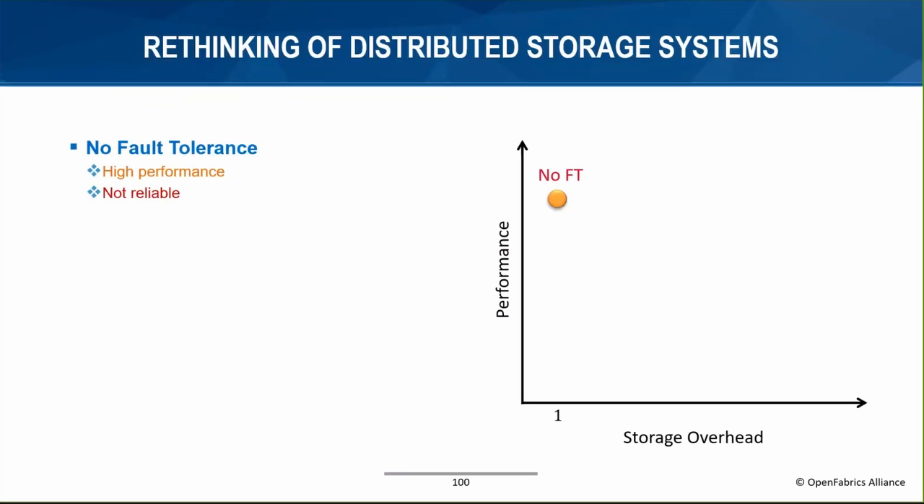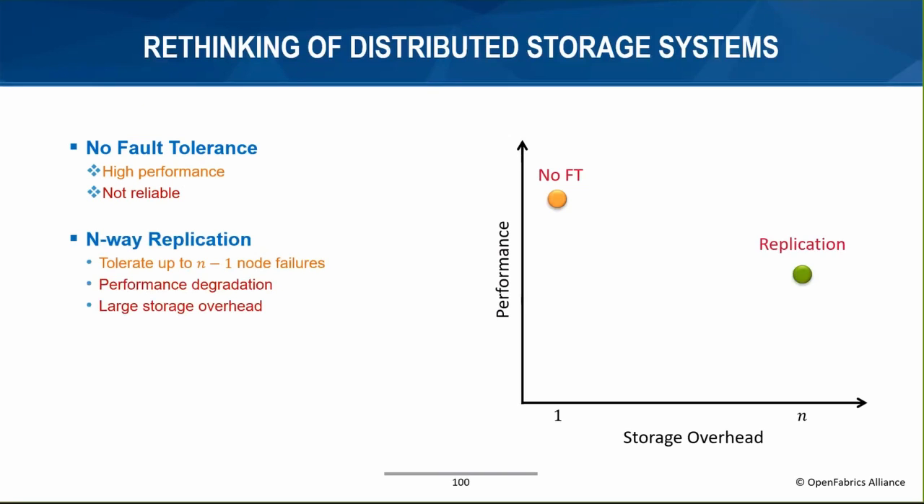To achieve reliability, many widely used distributed storage systems adopt a technique called N-way replication. That means the system will store N replicas of a piece of data to tolerate up to N-1 node failures. However, as this figure shows, replication causes performance degradation because you have to write multiple replicas to different nodes. Of course, it also significantly increases the storage overhead.